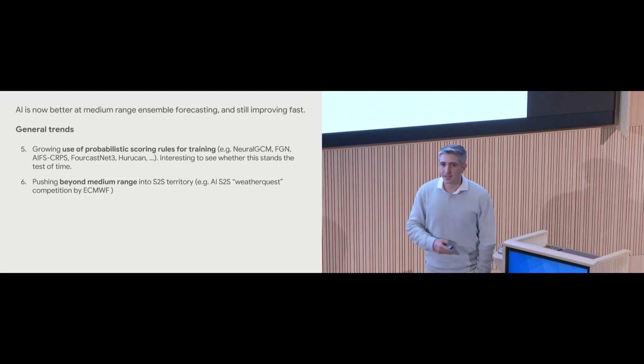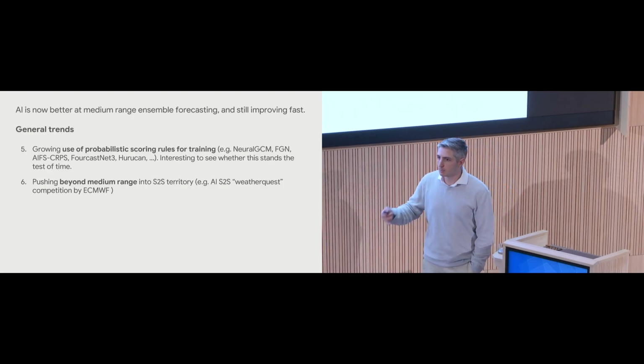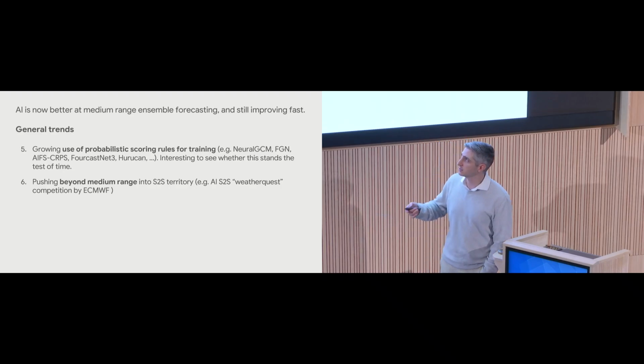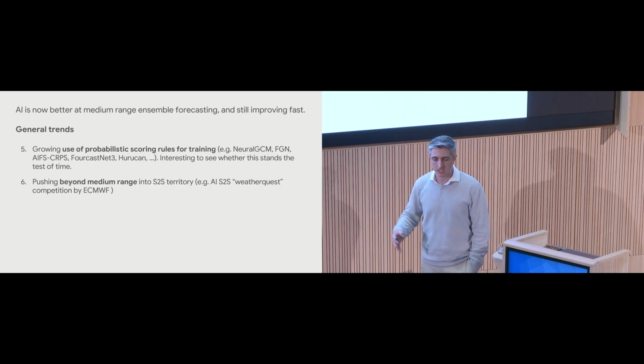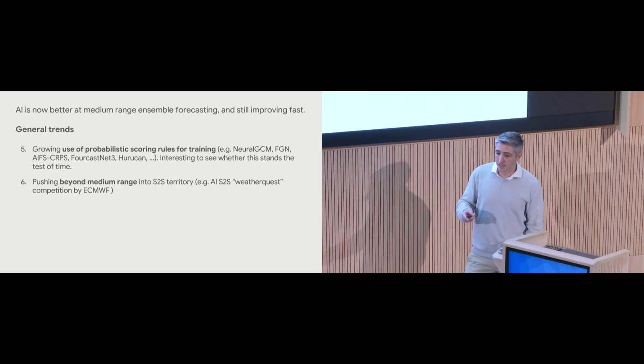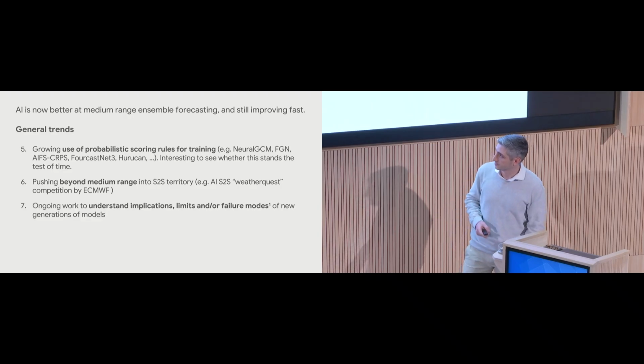Next, now that we've really got an existence proof of the power of AI weather forecasting, people are thinking about pushing to the seasonal to sub-seasonal time horizon. This is like 6 weeks to potentially 6 months. A good example of the investment and excitement about this area is that the ECMWF themselves have been running a sub-seasonal AI weather forecasting competition called WeatherQuest over the course of this year.